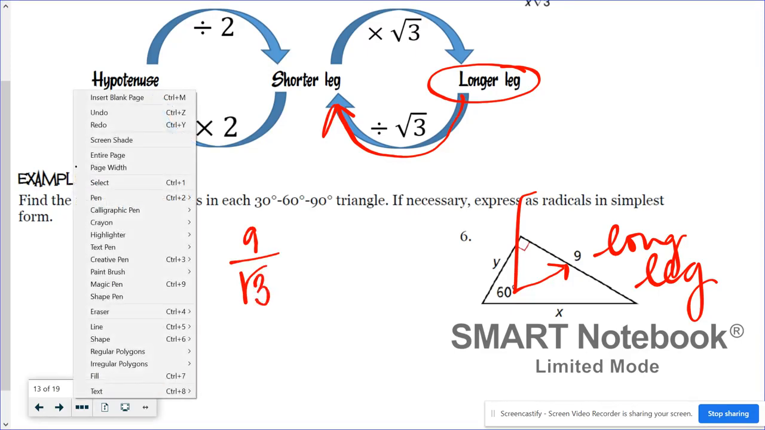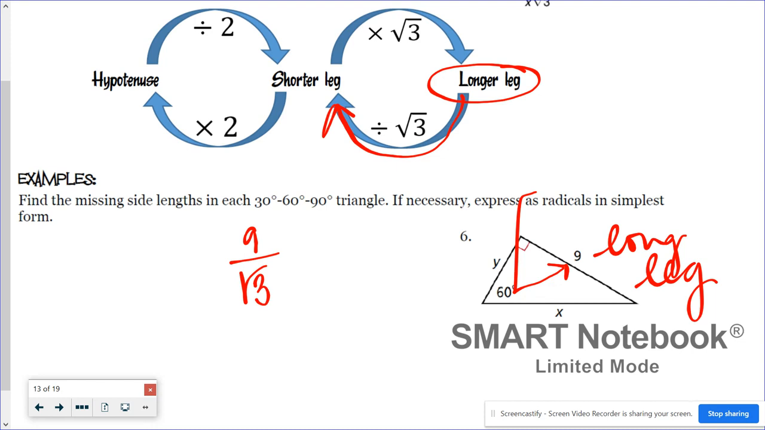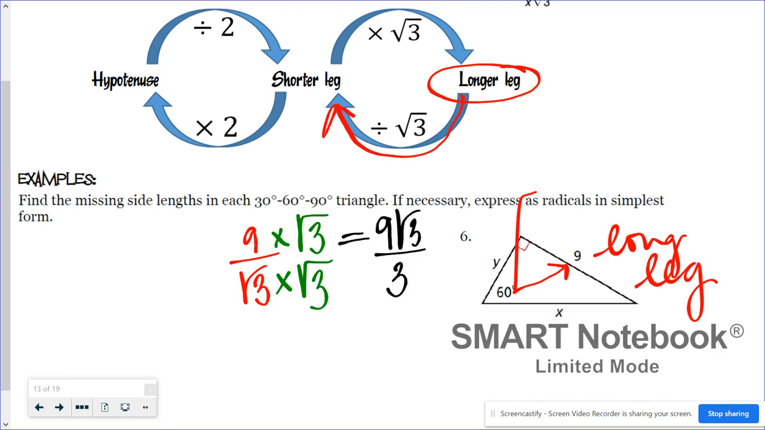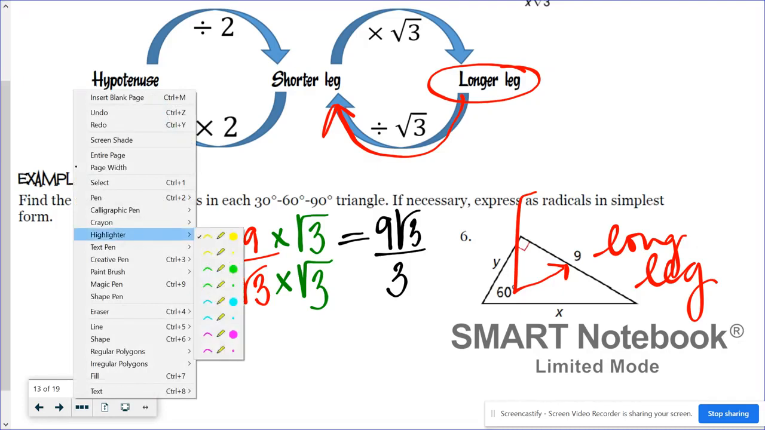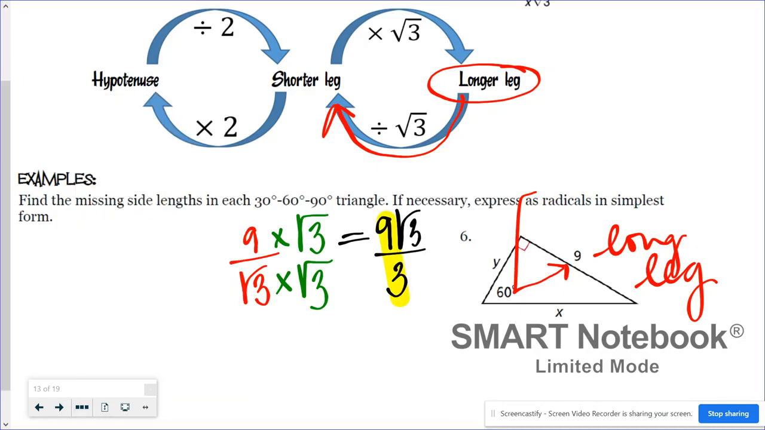Now, 9 is an outsider, 3 is an insider. They cannot be divided. I cannot leave the square root of 3 on the bottom, so I need to multiply the top and the bottom by the square root of 3. This is called rationalizing the denominator. When I do that, on top I have 9 root 3, and on the bottom, I simply have 3. Then I'm looking at that outside fraction, and I can totally simplify that. It will give me 3 root 3, and that's the length of the shorter leg in my right triangle.